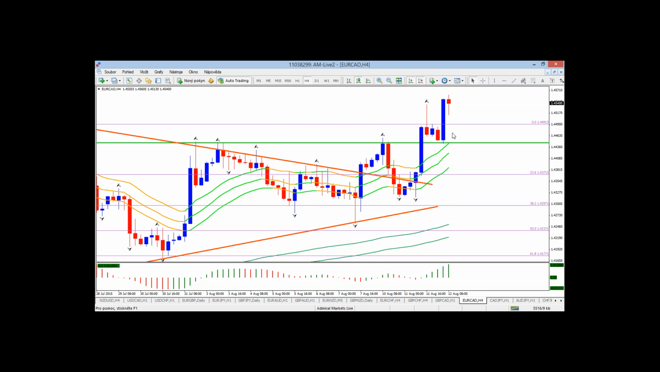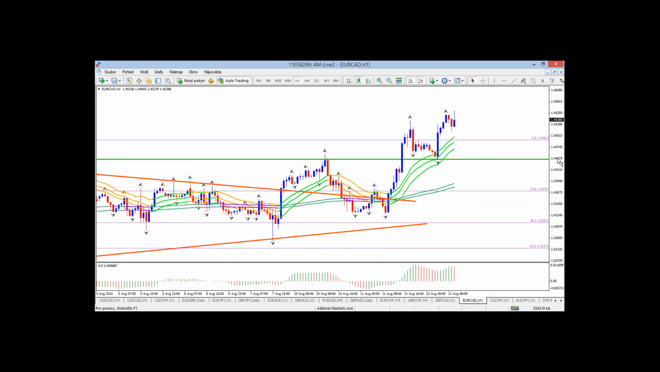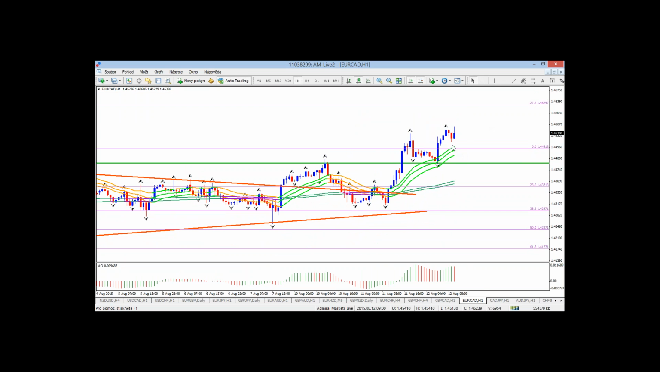All right, got a good 4-hour candle pushing above this pin bar, confirming the upside. So any hook back, I would say, to these moving averages, to the broken top at 144.90, could be an interesting long swing trade. From here up to here.